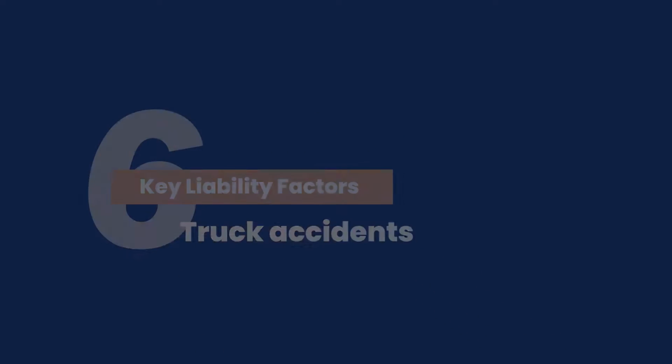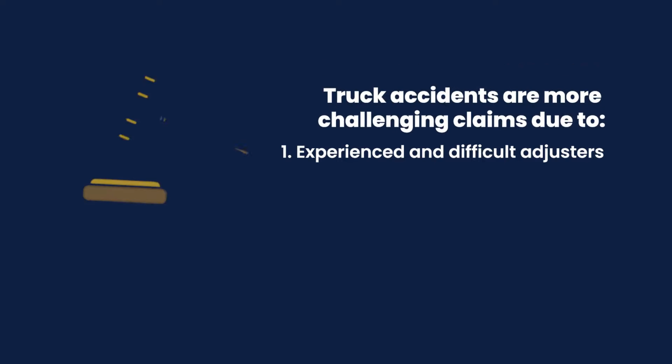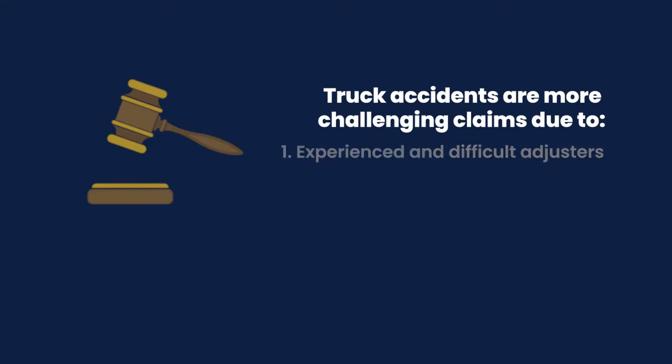Most truck accidents cause serious injuries because of the weight of the truck and the resulting force and impact. Nevertheless, truck accident cases frequently face severe obstacles to successful resolution. Some of those obstacles include, number 1, experienced and difficult adjusters. Insurers often use their better and tougher adjusters in truck accidents, and those adjusters can take a hard line during settlement negotiations. Number 2, biased witnesses.